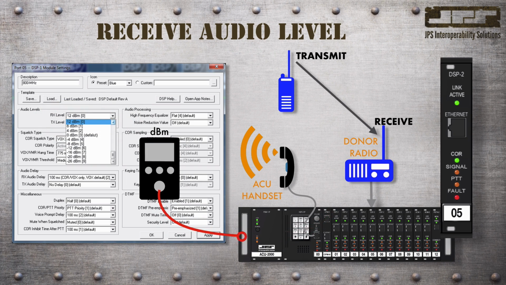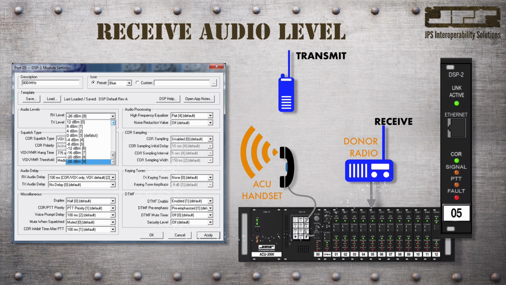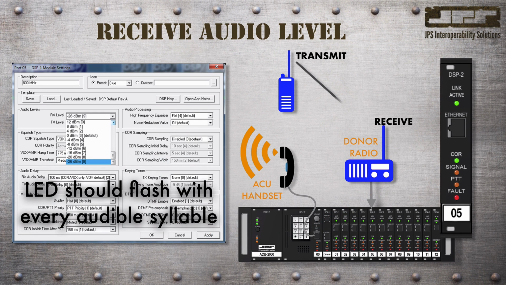If we measure a low receive audio level coming from the donor radio, let's say minus 26, we can assume that is very low receive audio. From the RX audio level adjustment, we can then select minus 26. In this case, the DSP module is boosting the receive audio by 26 dB, resulting in 0 dBm at the backplane, which again is ideal. But instead of using a power meter, the easiest way to adjust receive audio level is to simply observe the signal LED while the donor radio is receiving the test count from the field.